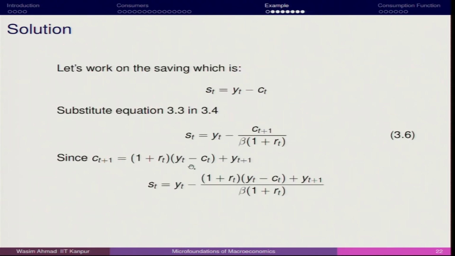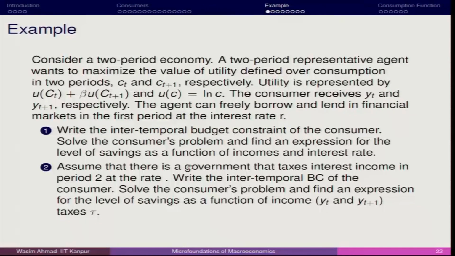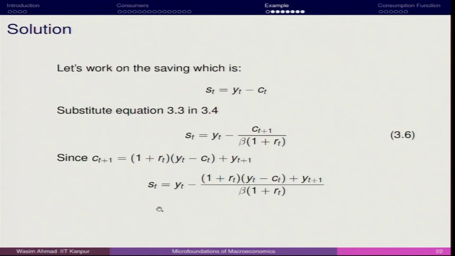Now, further is the second part. The second part was: assume that there is a government that taxes interest income in period 2. So, once I am talking about interest income, then I am talking about the proportional tax in period 2. Write the intertemporal budget constraint of the consumer, solve the consumer's problem, and find an expression for the level of saving. So, how does it work? It works here.